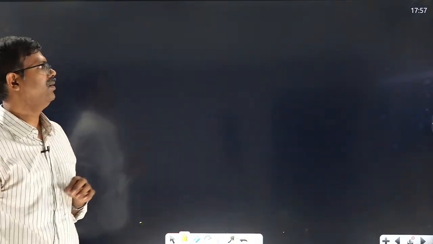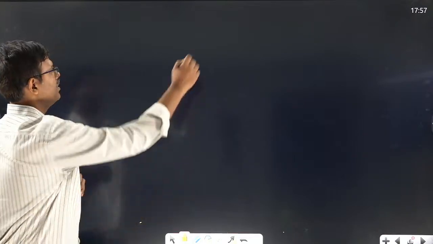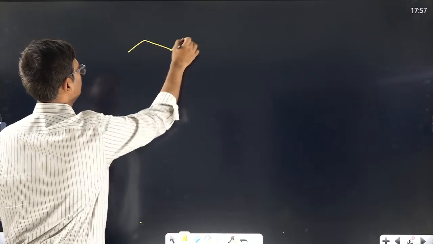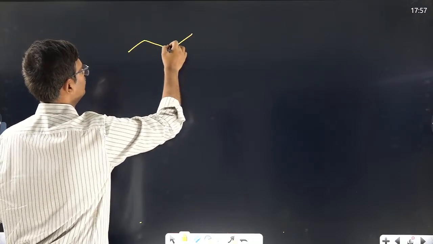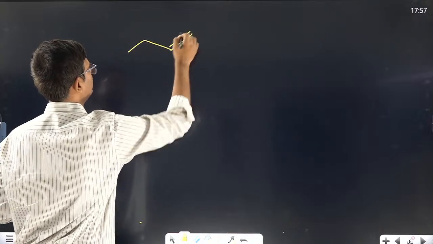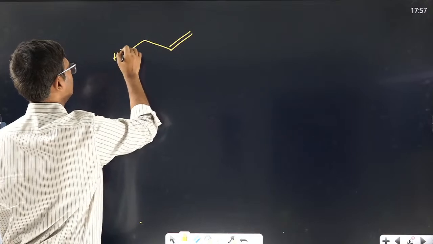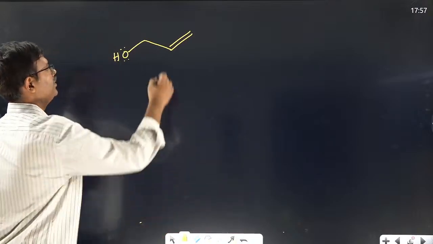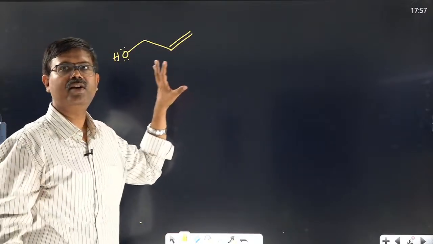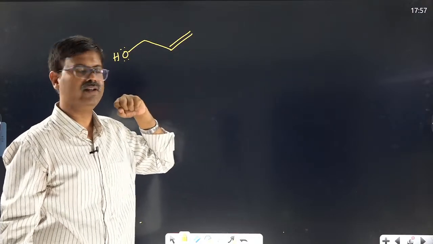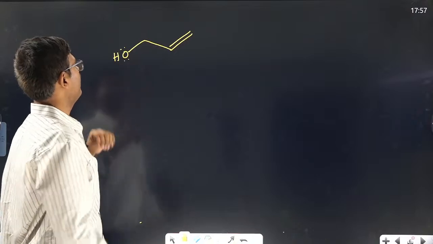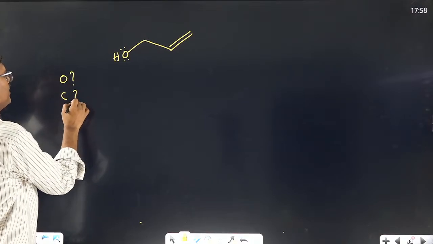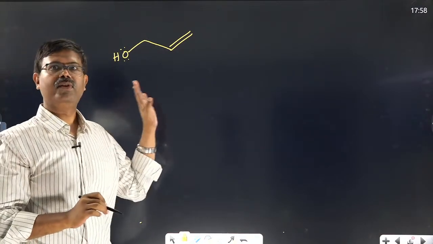See, suppose I have a structure like this. Now in this structure, let's first understand the meaning of this structure, then only we can find the hybridization. So we have to find the hybridization of oxygen and carbons, all carbons whatever is there.